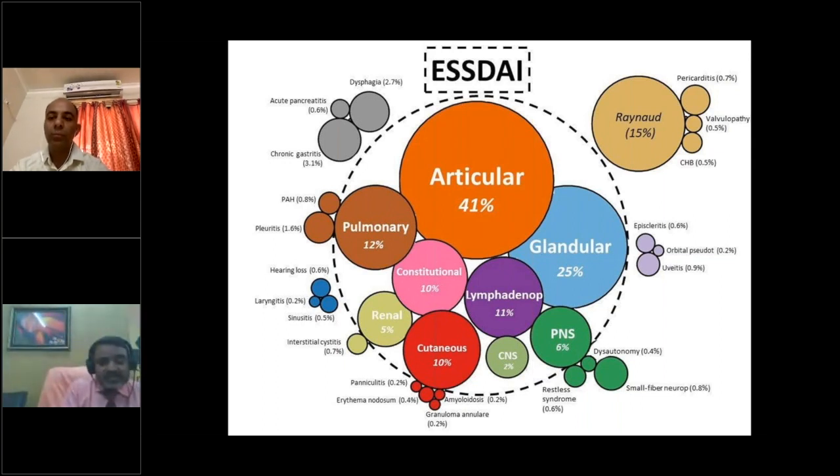And in CNS lesions, like neurological lesions, peripheral neuropathies are very common, in the form of axonal demyelinating neuropathy or mononeuritis multiplex. So these are the very common extraglandular features. Renal involvement: interstitial nephritis, and the patient may present with renal tubular acidosis.